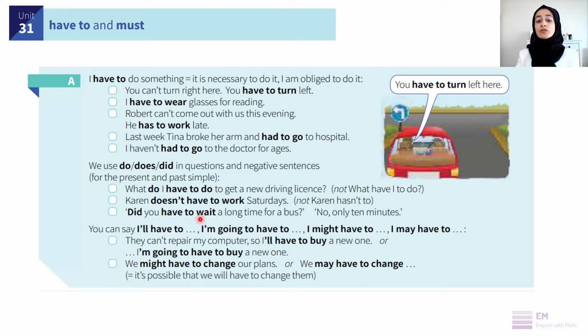گذشتش Did you have to wait a long time for a bus? خیلی باید صبر میکردی تا یه اتوبوس بیاد. No, only 10 minutes. نه فقط 10 دقیقه. پس میبینین که با do روتین سوالی میشه، با did گذشته سوالی میشه، با don't و doesn't هم که منفی میشه.